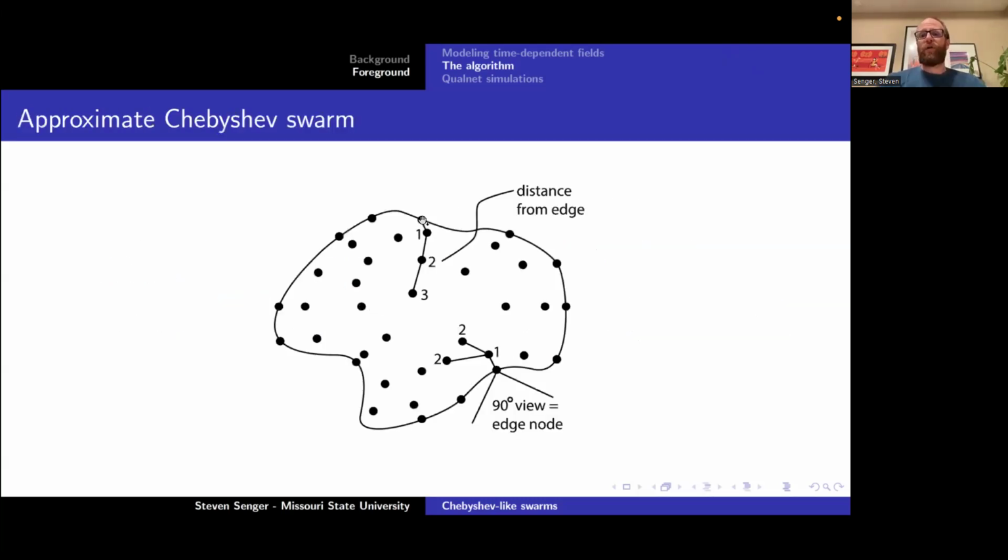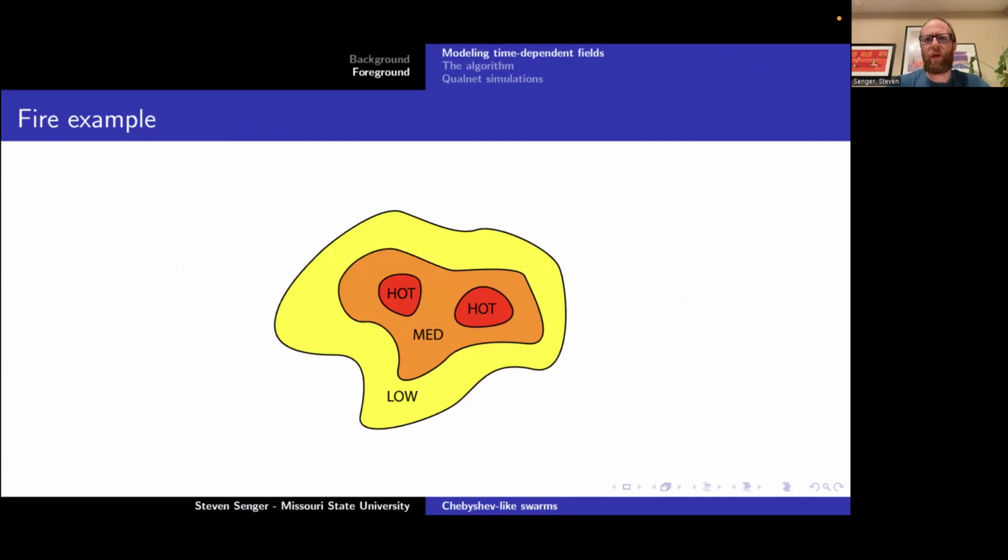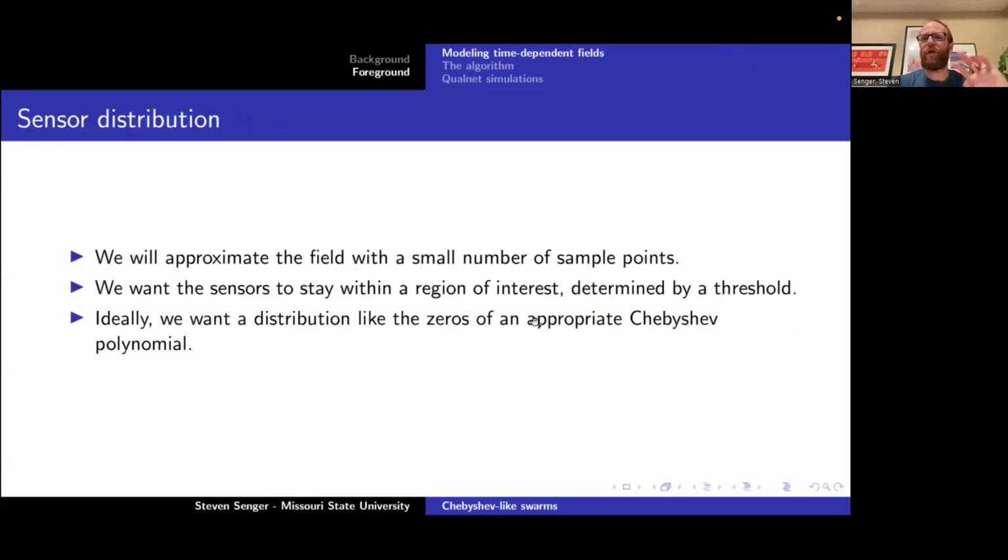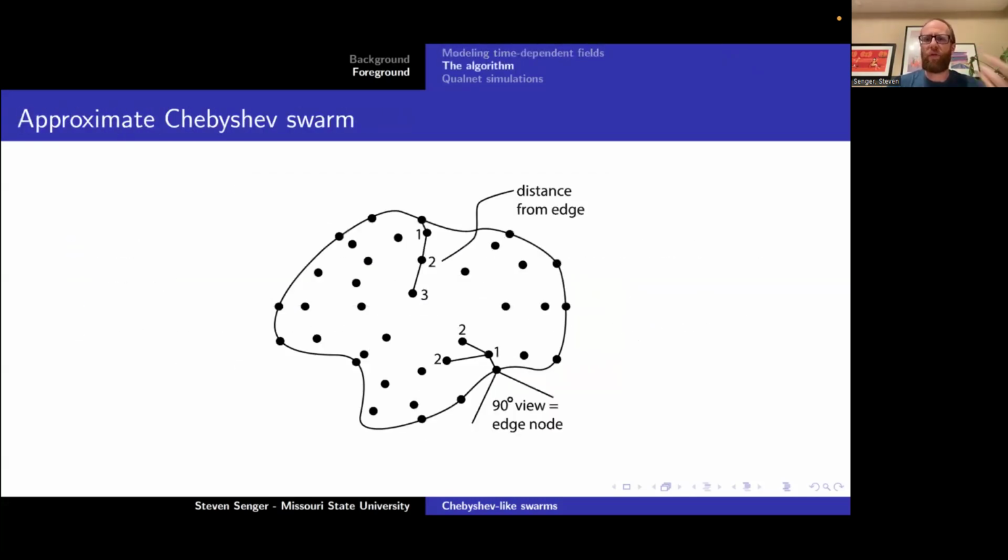Okay. So here is what I've called an approximate Chebyshev swarm. And it's that same fire outline. I'm working with the same fire example, even though this should work for other types of problems. So even though it's hotter in some places, cooler in some places, we're going to forget about that for the swarming. We're just going to say it's either above my threshold or below my threshold. Either I'm flying around something that's on fire or I'm not.